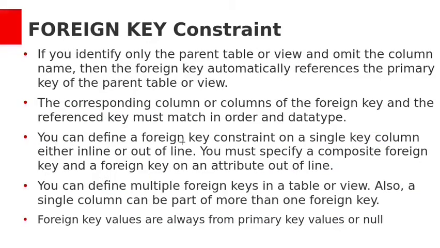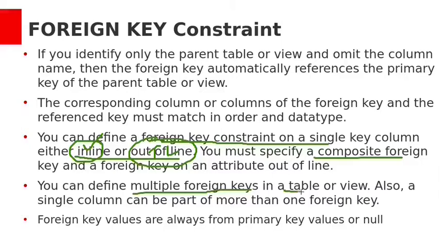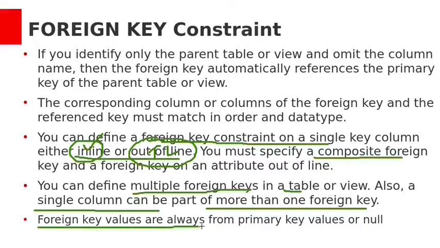be the same. We can define a foreign key constraint on a single column, either inline or out of line. Inline means column level and out of line means table level syntax. For a single column, you can use the column level syntax or the table level syntax, but if you want to specify a composite foreign key, you need to use the table level, out of line syntax. For one table, only one primary key will be there, whereas you can have more than one foreign key for a table. And also a single column can be part of more than one foreign key. These foreign key values are always from the primary key values, or they can be null.